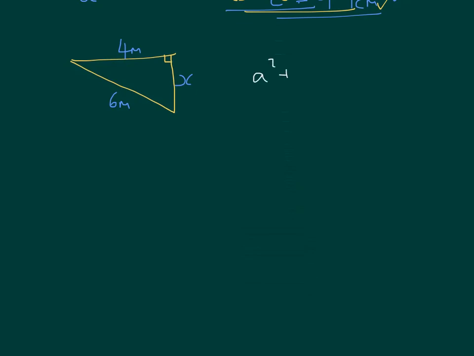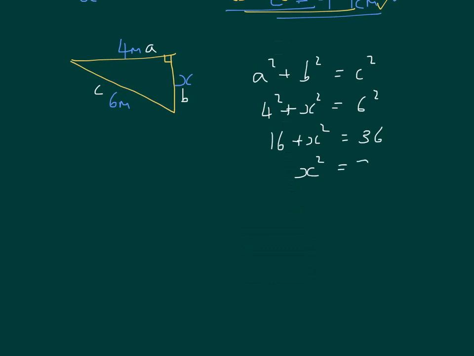So after writing Pythagoras' theorem and labeling the sides, we have 4 squared plus x squared equals 6 squared. So that's 16 plus x squared is 36. Now to get this x squared on its own, we need to take away the 16. So that's x squared equals 20. And x equals the square root of 20.